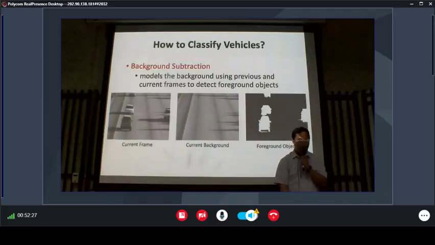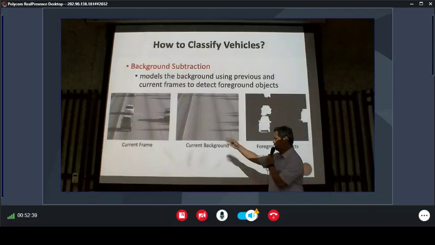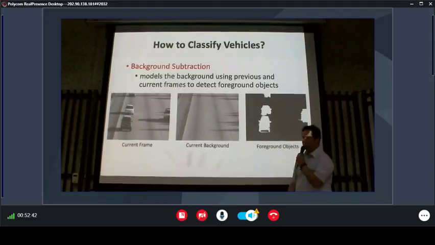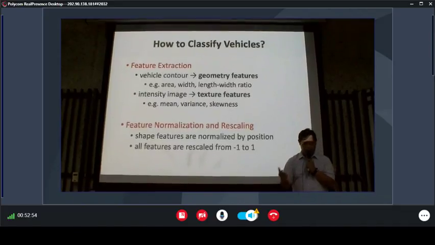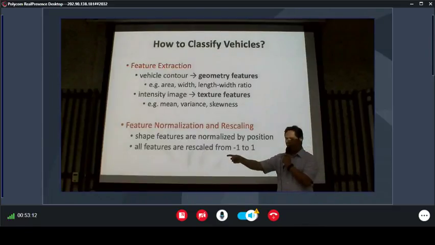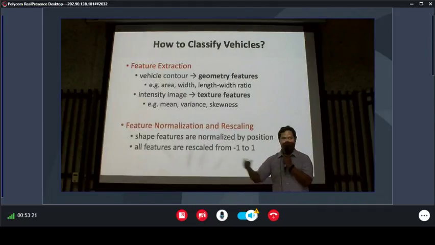So how do we go about the classification? We use the traditional method of background subtraction. It means that we model the background using previous and current frames to detect the foreground objects. Using the current frame and a current model of the background, we are able to detect foreground objects, which correspond to the vehicles. So we first implemented a vehicle detection scheme. Then to classify, we had feature extraction, a combination of contour or geometric features and texture features, such as the mean, variance, and skewness of the detected objects. We also use a combination of shape features normalized by position. A vehicle further from the camera would have a smaller scale than a vehicle that is nearer the camera, so the features are scaled.